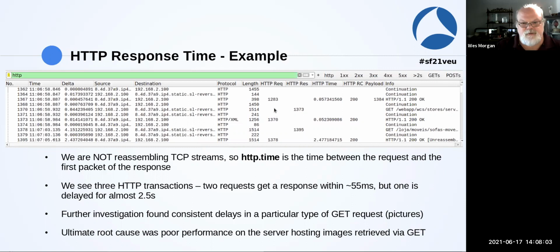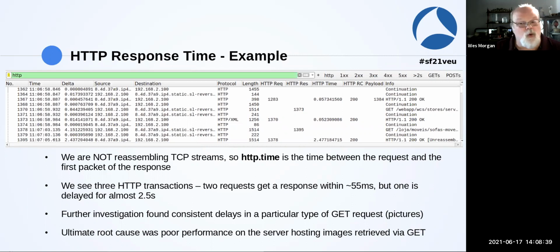Well, we see 3 responses in this frame, and 2 of them are fine, right? Ballpark 55 milliseconds, one way or the other. But here's one that took almost 2.5 full seconds before it even came back and said, okay, much less gave me the data. That's the sort of thing where you would look through the rest of your data. Is there a pattern to be found?